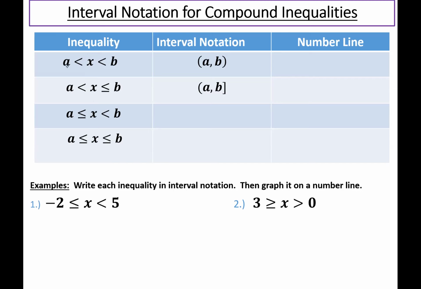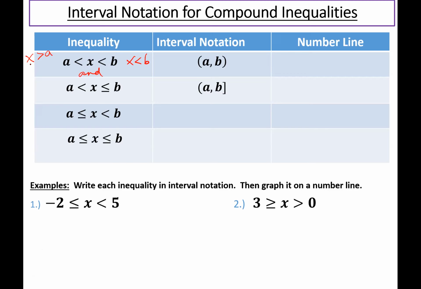So here's the first one. A is less than x, which is less than b. Another way to say this is a is less than x and x is less than b. Here's one more way to say it. x is greater than a and x is less than b.